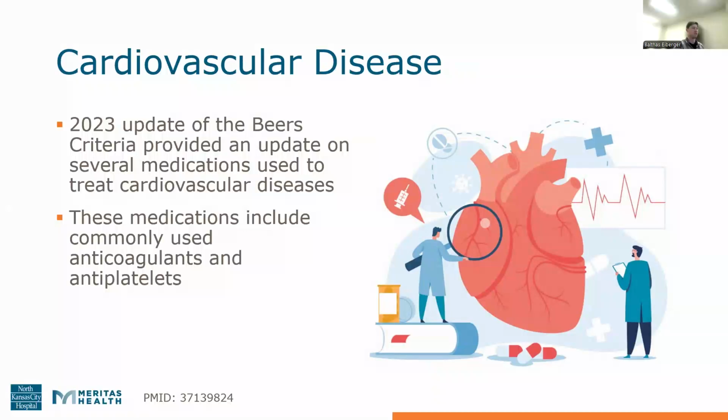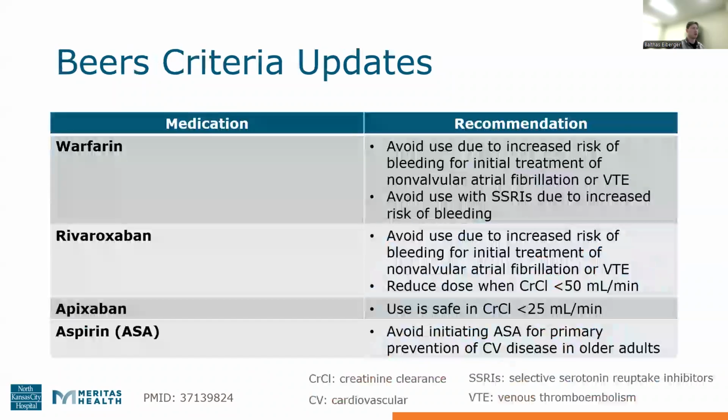These medications include commonly used anticoagulants and antiplatelets. So I wanted to briefly discuss this since a lot of patients are on these medications and they just had a recent update with it. The first medication we'll talk about is warfarin. It's one of the older blood thinners. It's been out a long time, but the benefit is it is relatively affordable, so oftentimes we are limited to this drug based off affordability issues.